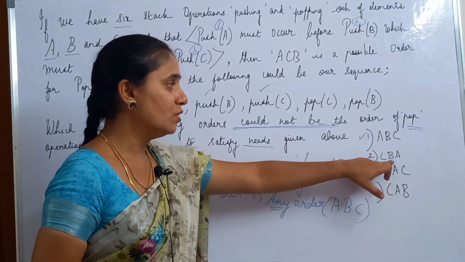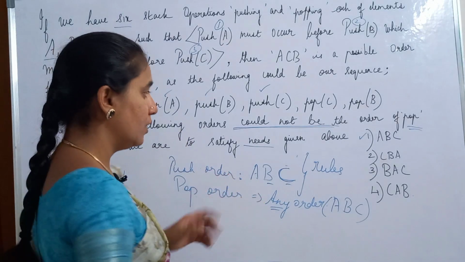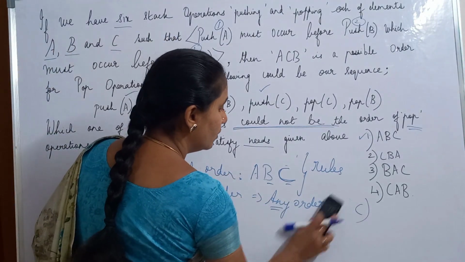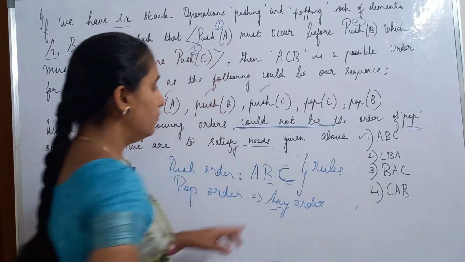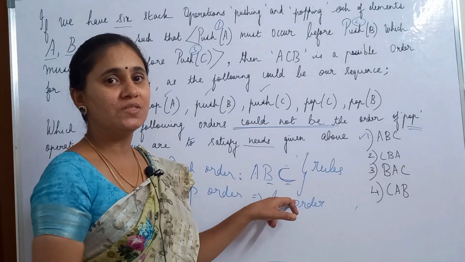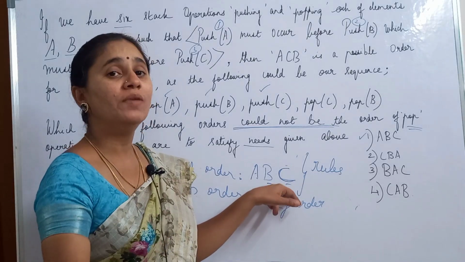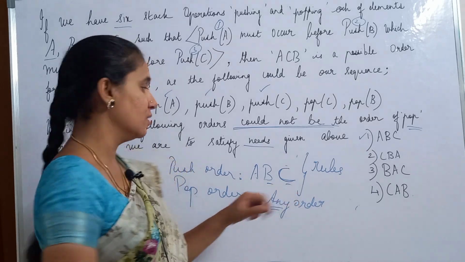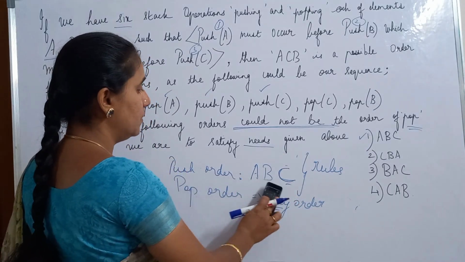Now we will check for CBA. Already I have told you that if I am going to insert the elements in this order, while popping the elements from the stack, the output will always be the reverse of the stack insertion, isn't it? So now you see the push order is A, B, C.